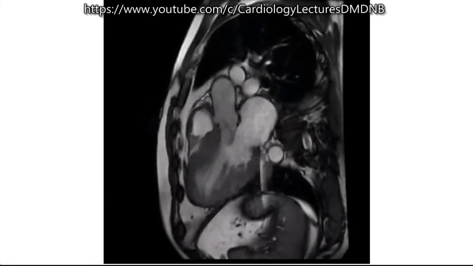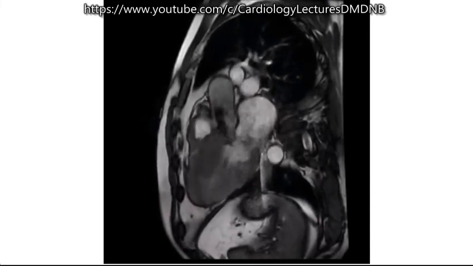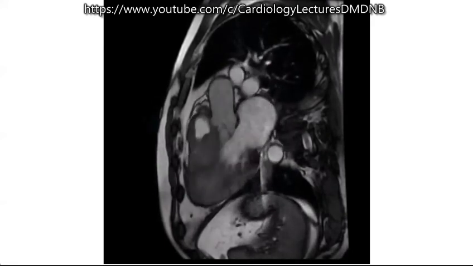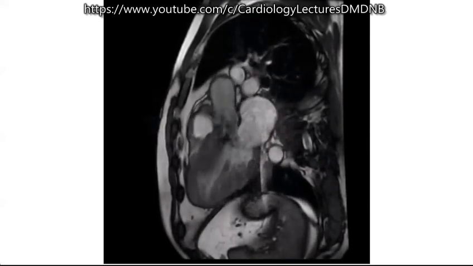There are patients where fibrosis is the one which decides the arrhythmia. So if the patient has late gadolinium enhancement on MRI indicating fibrosis of more than 15%, these patients should undergo an ICD implantation, and that has been shown to be beneficial.